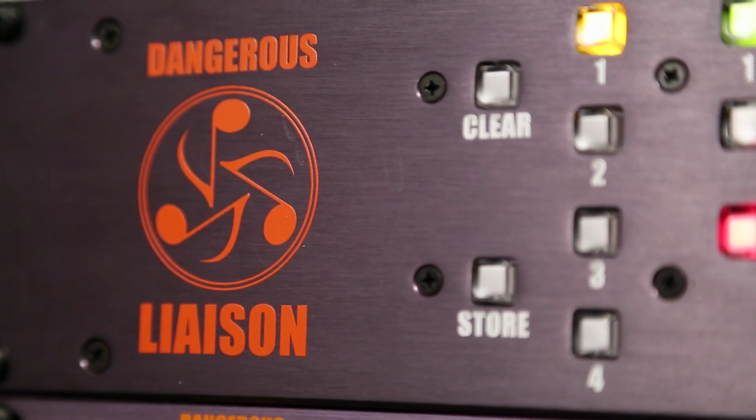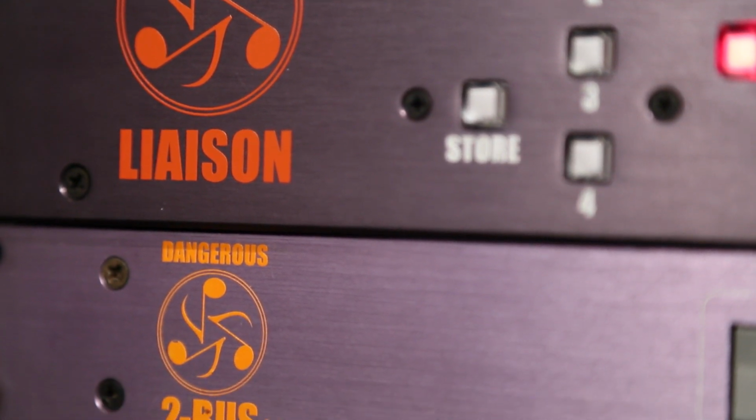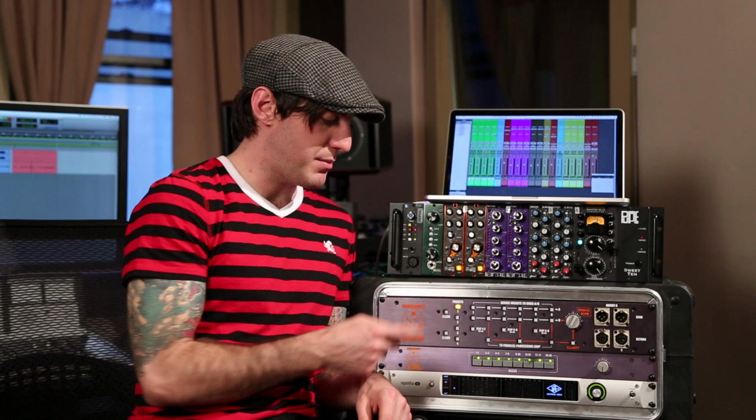So let's talk about an even more complicated routing scenario. I want to take full advantage of the fact that I have two buses on the Liaison and full advantage of the fact that I'm using analog summing. So what I want to be able to do is use one bus to process my drum stem and use the other bus to process my stereo mix. So here's how I'm doing this in my setup.